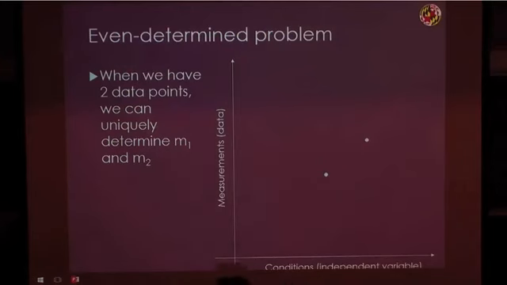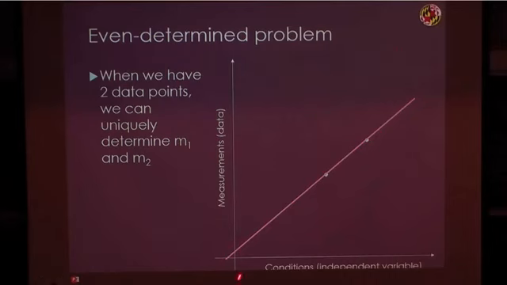So that was an underdetermined problem. In other words, you don't have enough information to infer all the parameters you want to infer. You can have what's called an even determined problem. In an even determined problem, you have exactly the amount of information to infer the parameters you wish to infer. So for example, if we want to fit a line to 2 points, we can do so uniquely. In other words, there's only one line that goes through both of these points. And so from that line, we can determine the slope, m1, and the y-intercept, m2.